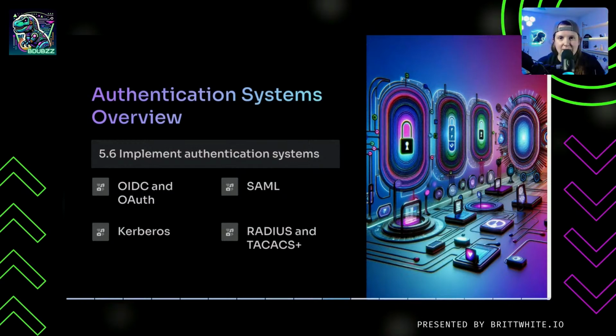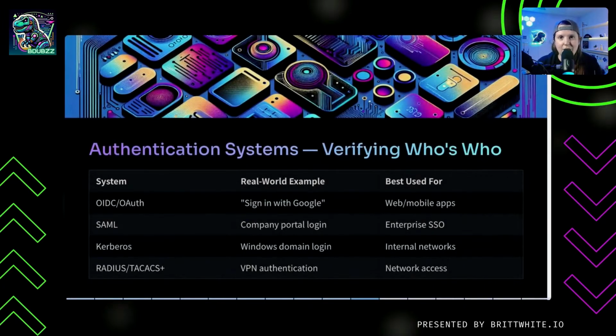Now let's see how each one operates. Authentication systems are the gatekeepers of your network. Think of them as security guards checking IDs at different entrances. We'll explore how these systems work in everyday scenarios. This table shows the most common use cases and where each system excels. OIDC and OAuth handles your social media logins. SAML enables employees to access multiple systems with only one login. Kerberos secures your Windows network, and Radius and TACACS Plus protect your remote connections. These technical terms might seem overwhelming at first, but don't worry, we'll examine each one in detail.